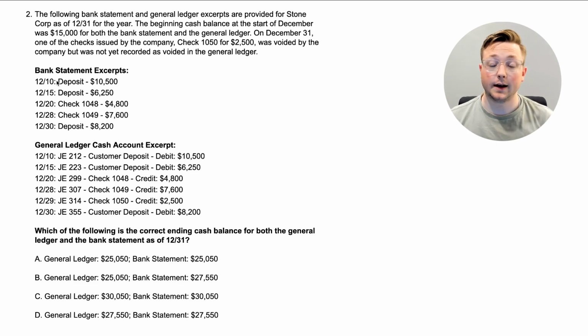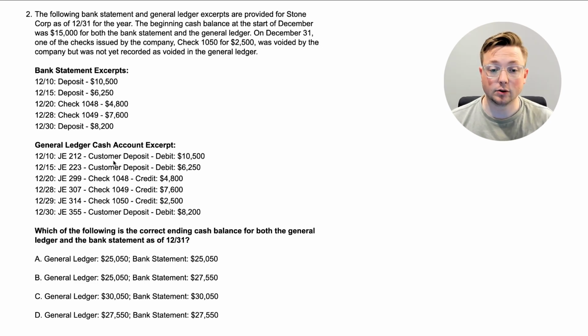The bank statement had a deposit of $10,500 on the 10th. They had a deposit of $6,250 on the 15th. They had check 1048 taken out for $4,800 on the 20th. They had check 1049 taken out for $7,600 on the 28th, and they had a deposit of $8,200 on the 30th. So we have all that information.